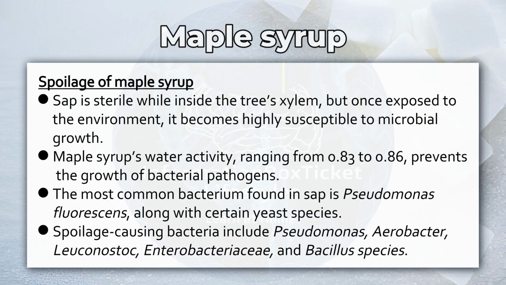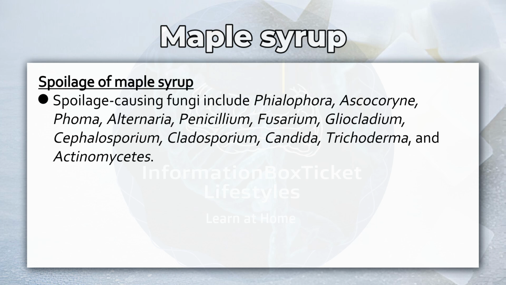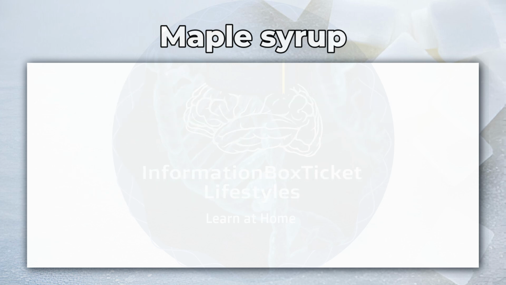Spoilage-causing bacteria include Pseudomonas, Aerobacter, Leuconostoc, Enterobacteriaceae, and Bacillus species. Spoilage-causing fungi include Phyllophora, Ascocarine, Phoma, Alternaria, Penicillium, Fusarium, Gliocladium, Cephalosporium, Cladosporium, Candida, Trichoderma, and Actinomycetes. Different microorganisms are associated with maple syrup at various stages of processing, leading to specific defects.